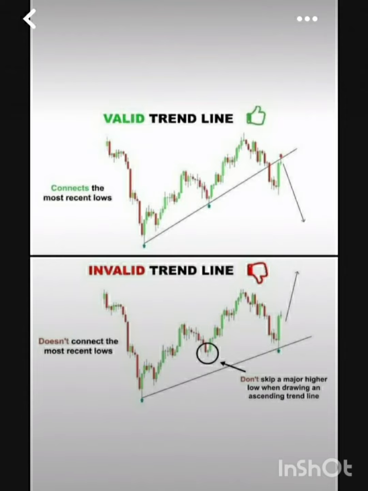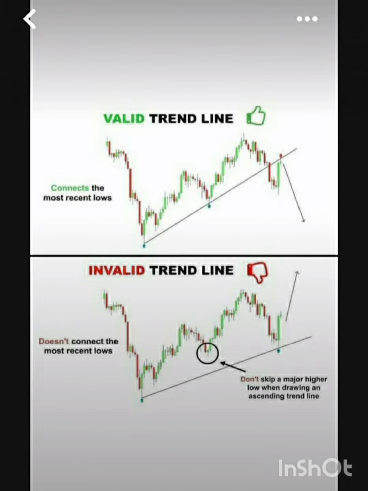Friend, there is a valid trend line and an invalid trend line. At first, please check the trend line and don't get caught in any trap. Be careful when you first apply your trend line. If you feel that there is something wrong, that it is not an appropriate trend line, then please avoid this trend line and don't take any trade at that time.